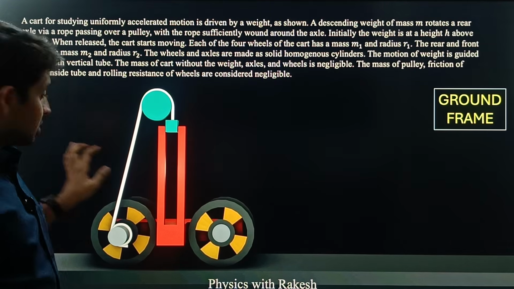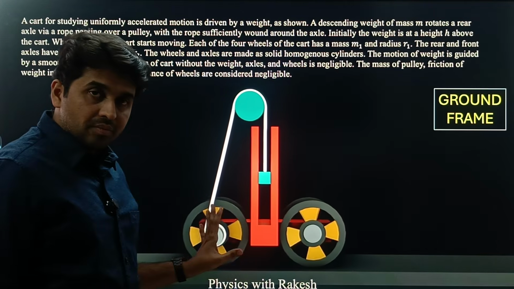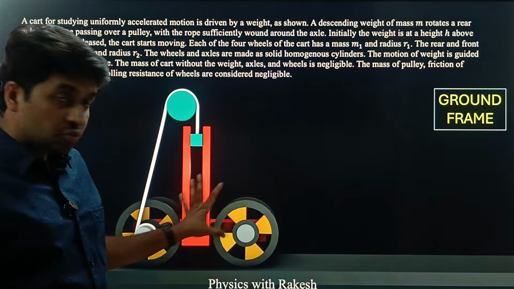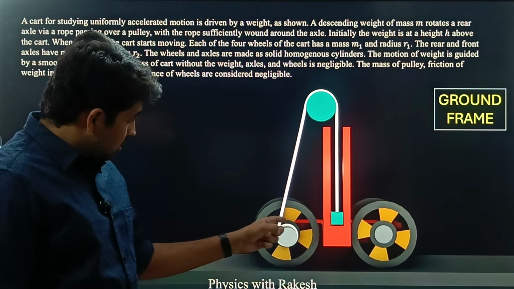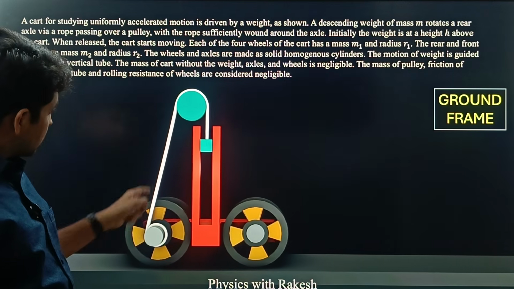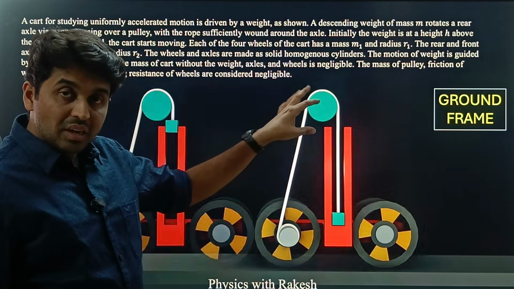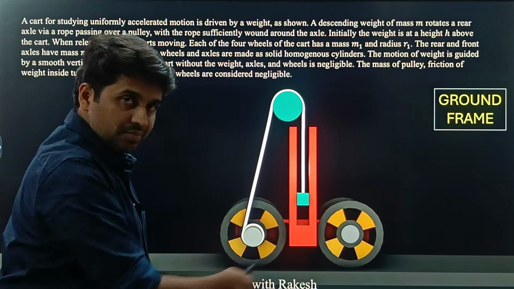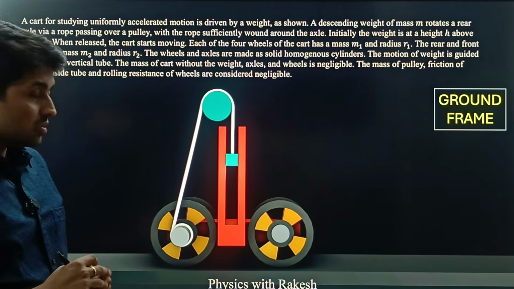I'll just explain briefly what is happening here. There is a cart here, and this cart has four wheels, and there are two axles here and here. There is a rope tied around this, to which there is a mass here. And as this mass is coming down, what happens? This mass pulls this and the cart moves, right? So this is what is happening in this question.